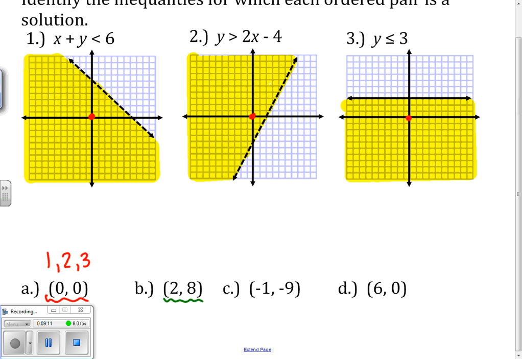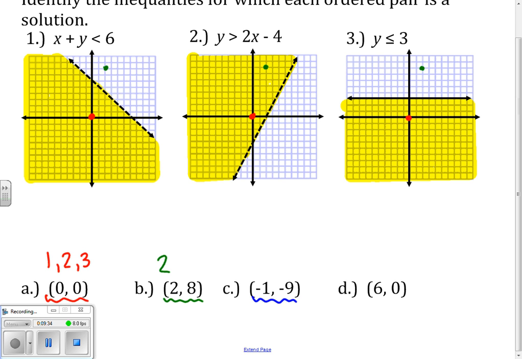Letter B, I'll do in green. 2, 8. 2, 8 is right here. It's not in the shaded section, so it is not a solution. In the second graph, 2, 8 is right there, so that one works. And in the third one, 2, 8 is right there, not in the shaded section, so it doesn't work.